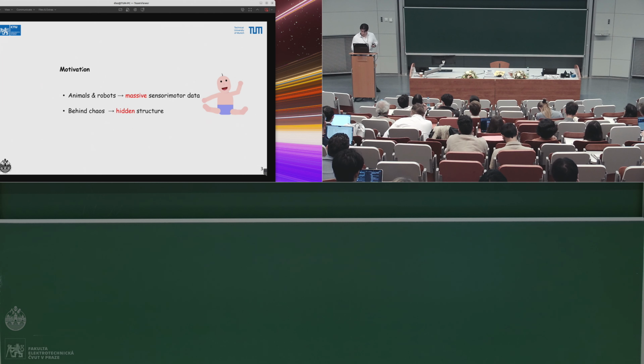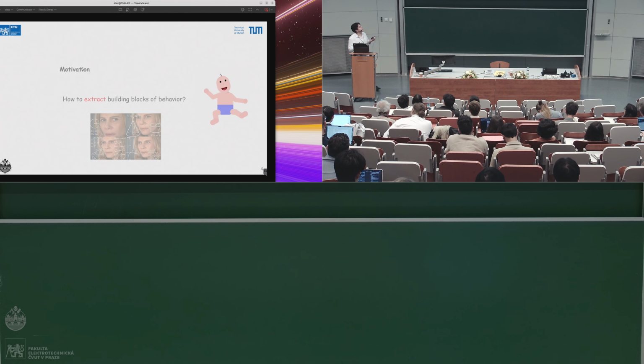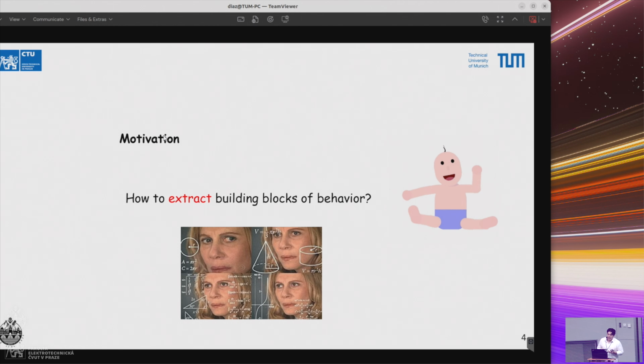Now, in that sense, our motivation here, the question is, well, how can we extract this hidden structure? How can we extract these behaviors? How can we understand why they happen? Maybe how can we decompose it to have a better understanding of this? Our entry point to do this was the idea of sensorimotor contingencies.